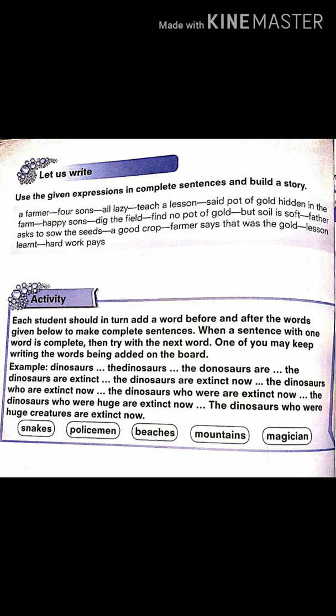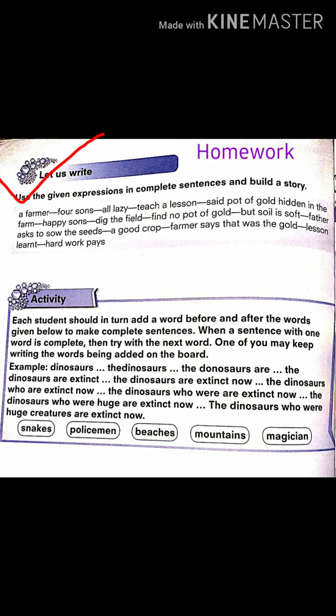In this manner, you can write the whole story, complete it, and again, this is homework for you. You have to build the story using these words or phrases, and form a meaningful and correct story. So please complete it and again send it on my personal number.